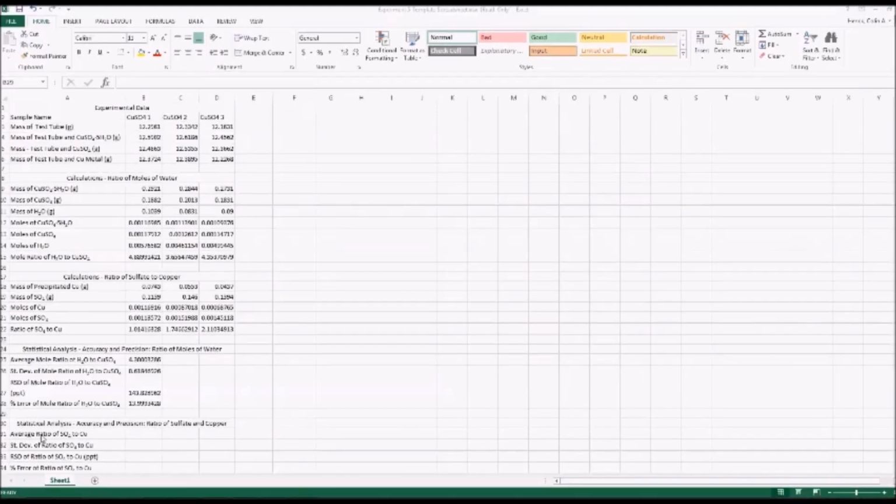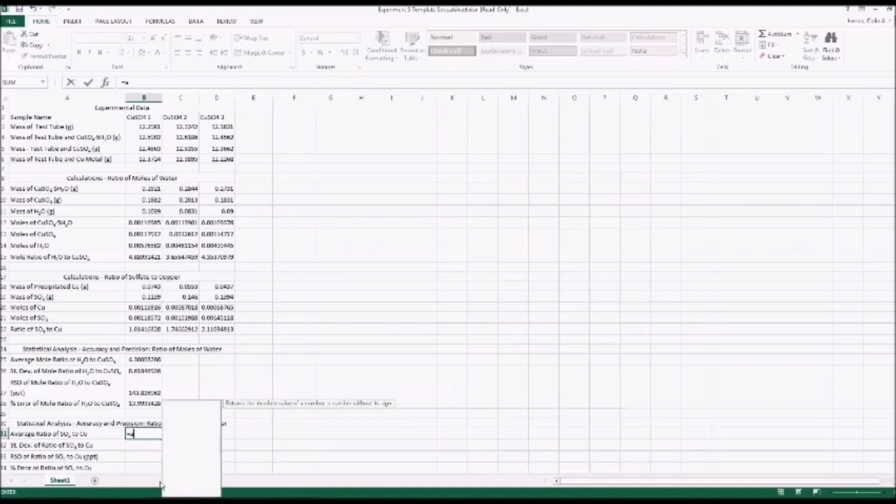We need to repeat the accuracy and the precision calculations for the ratio of sulfate to copper. We do this in the exact same way. We start by determining the average ratio of sulfate to copper, again using the pre-canned average function. We open the parentheses, select the data, and hit enter. Next, we find the standard deviation by using STDEV, opening the parentheses and selecting the data.